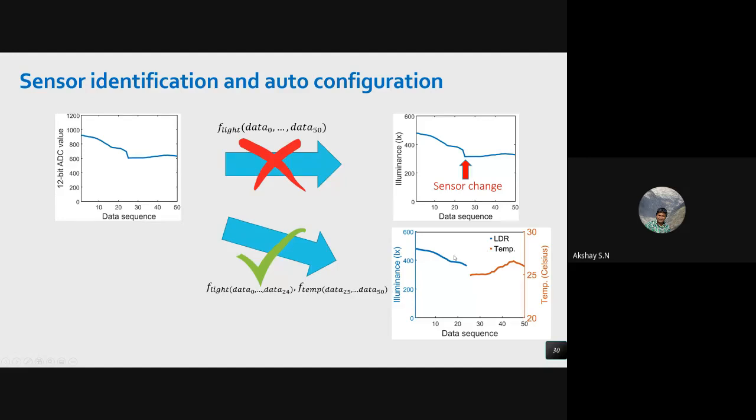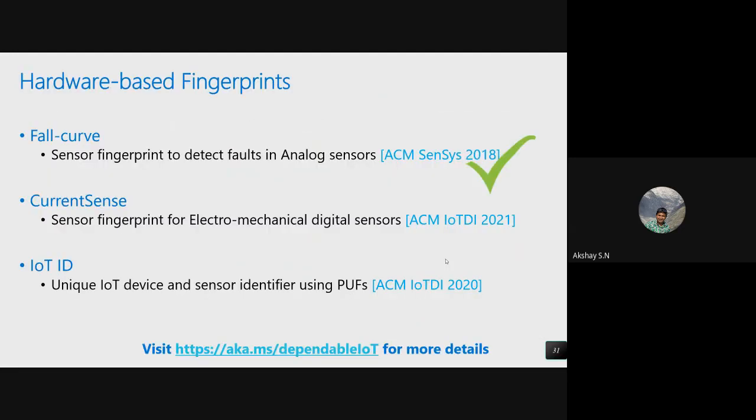And the advantage of using our system, right, is that we can now automatically identify, oh, there was a sensor change, and we can automatically configure that this is temperature data, this is light data, right? You don't have to program the IoT device again, right? That's the key advantage. So that was predominantly the work on the fall curve, right? And I'm going to now talk about current sense.